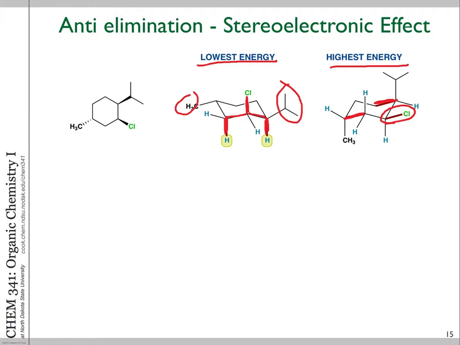So it's not surprising that this isomer undergoes elimination readily from this lowest energy conformation to provide two different products, one from elimination of the right hydrogen and one from elimination of the left hydrogen.